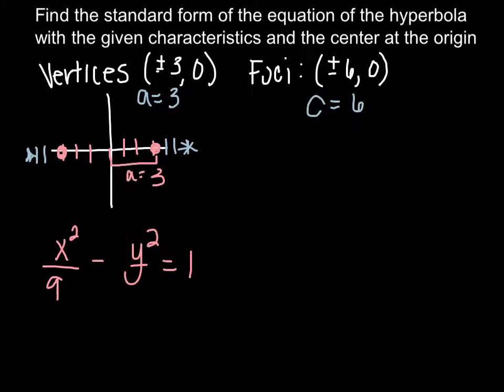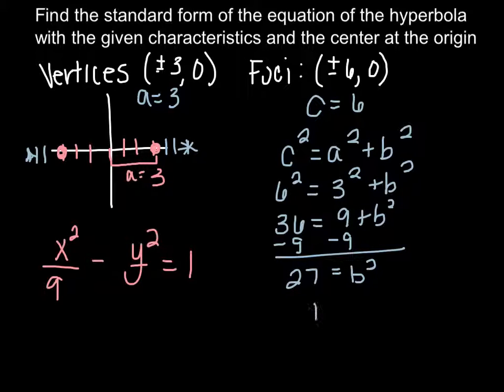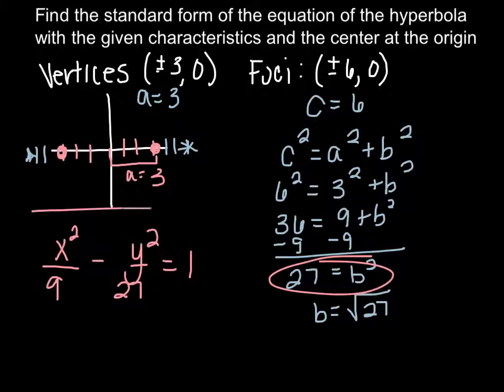So how am I going to find this b value? Well, let's take the equation c squared equals a squared plus b squared. This is how we typically find the focus. Well, c squared, 6 squared, equals a squared plus b squared. So I have 36 equals 9 plus b squared. When I subtract 9 to the other side, I get b squared equals 27. Therefore, b equals the square root of 27. So underneath that y is b squared, which is 27, and there's my equation of the hyperbola.